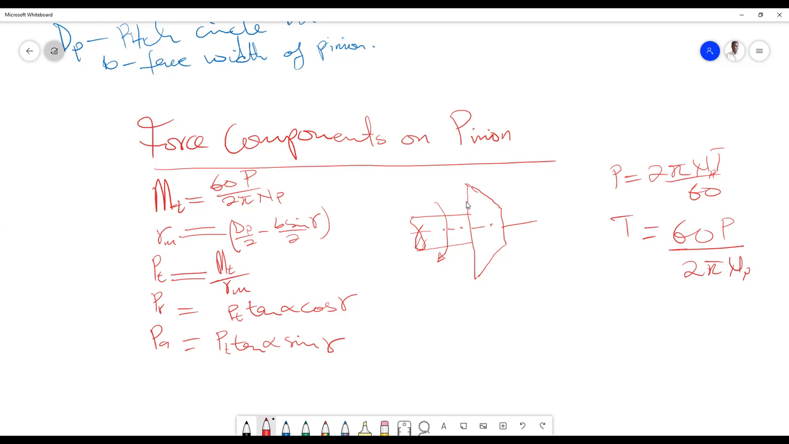The component of force, which is the tangential component of the force, is opposite to the direction of rotation. So it means that if it's driving in this direction, the tangential force is opposite to the direction of rotation on the driving gear. Does it make sense?